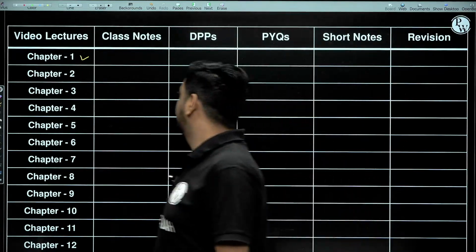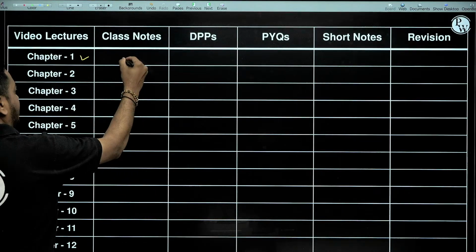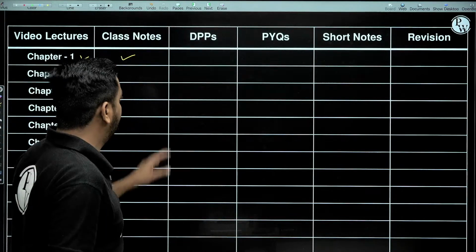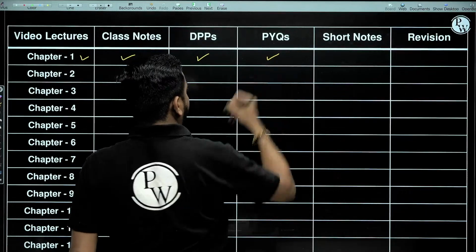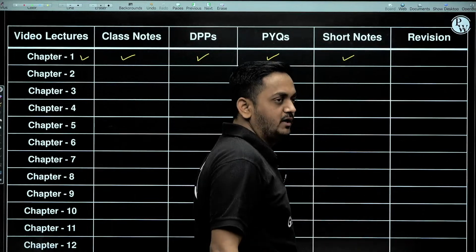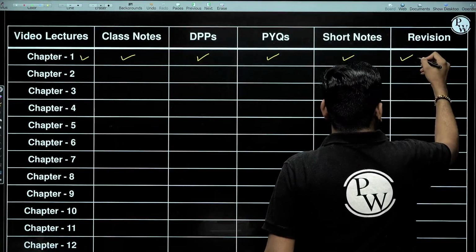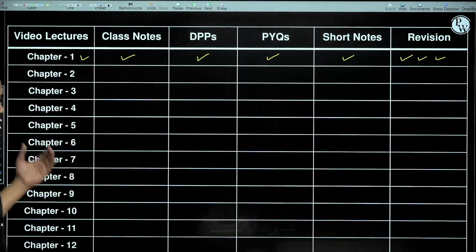Then class notes. If you have read all the class notes of chapter number 1, then again tick mark here. And if you have completed all the DPPs of chapter number 1, then again tick mark. Similarly, completed PYQs, then tick mark here. Short notes, then again tick mark here. And how many times you are doing revision, or you did. Only one time, 2 times, 3 times, like that. And you have to follow these steps in every chapter.